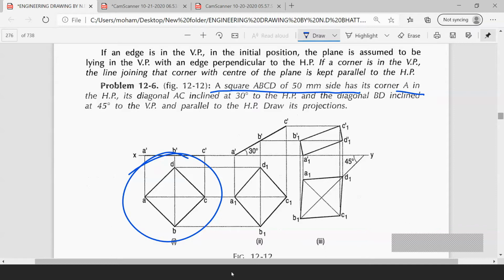Then the diagonal BD is inclined at 45 degrees. What I am doing is just rotating this BD diagonal to 45 degrees to VP. This is the final position of the diagram. Then you have to draw the front view and top view. Understand? Initially it is inclined at 30 degrees. Then I am rotating this B point to 45 degrees. This is the final position.